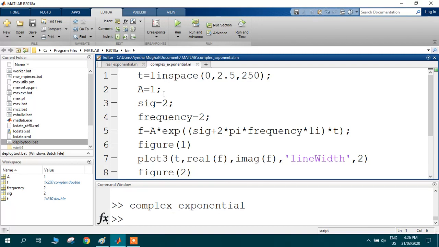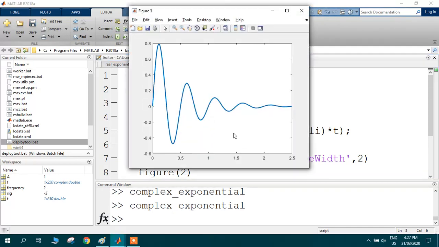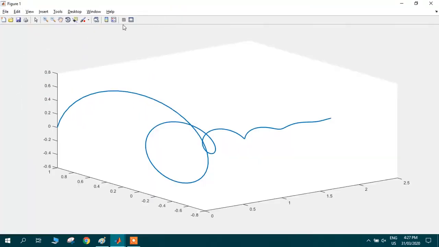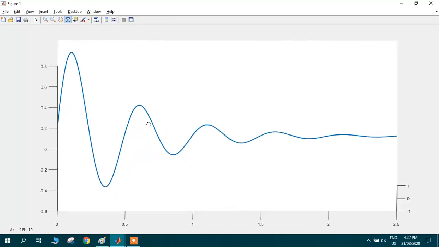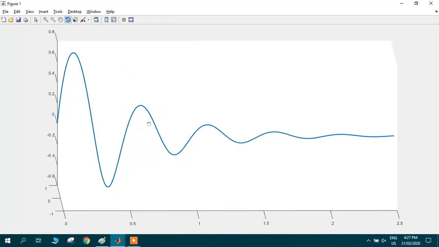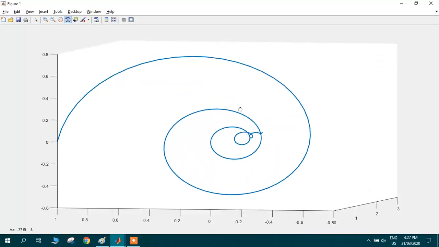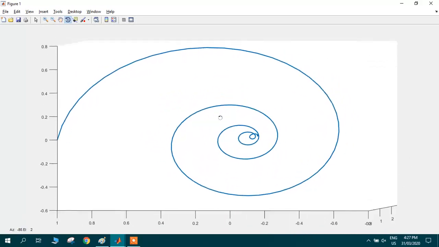Okay, now by just changing the value of sigma, making it a negative integer, let's see what the behavior of the exponential function is going to be. Figure 1 is going to be the 3D plot, and by rotating it also, you can see that with a negative value of sigma, it's exponentially decaying. The complex exponential function is decaying with a negative value of sigma.